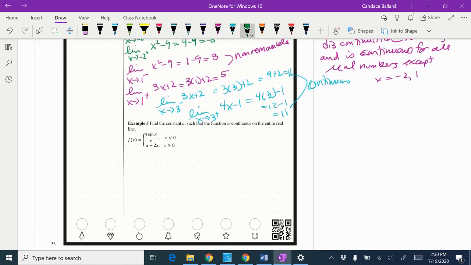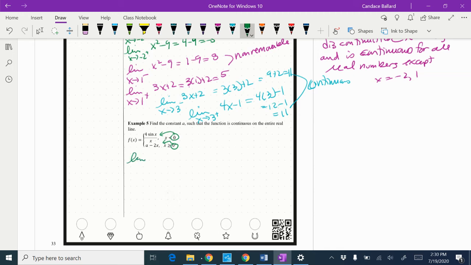All right, now AP loves this kind of problem. You see them pop up all over the place. So now what we're going to do is find the constant a such that the function is continuous on the entire real line. So basically what you do is if it's continuous, we know that you can evaluate both of these. Oh, you can plug them in, but not quite. We know that their limits should be equal when those x values are plugged in.